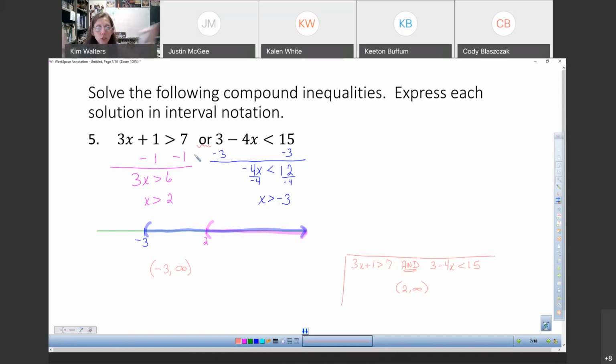Sometimes the or is two ends of the number line, and so I have two inequalities, and sometimes the or is a whole bunch of things that are shaded together. And is the overlap. Does that make sense? I know it's two different problems, basically the same problem, and the only difference is the connector word. Let me know if you've got questions.